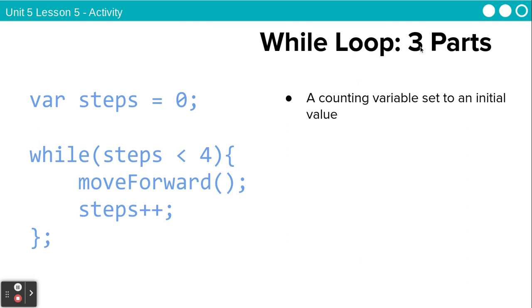Okay, so the while loop has 3 important parts. A counting variable set to an initial value, which is this here. This is your initial value. And again, it's a variable, so notice it has the var there.